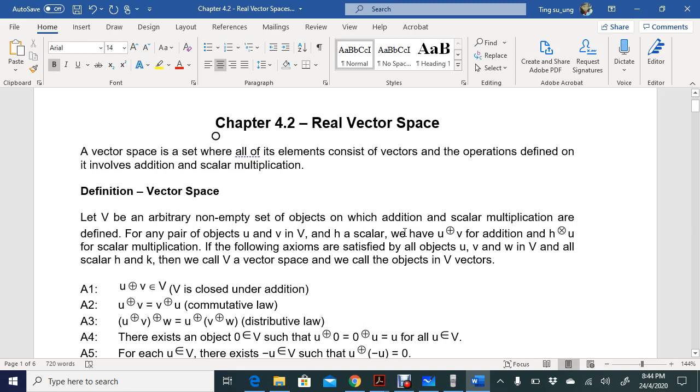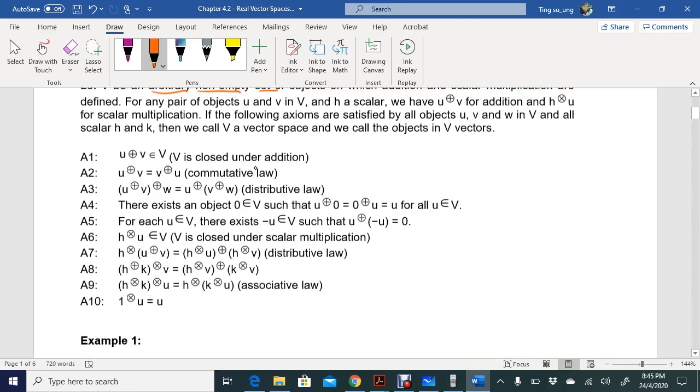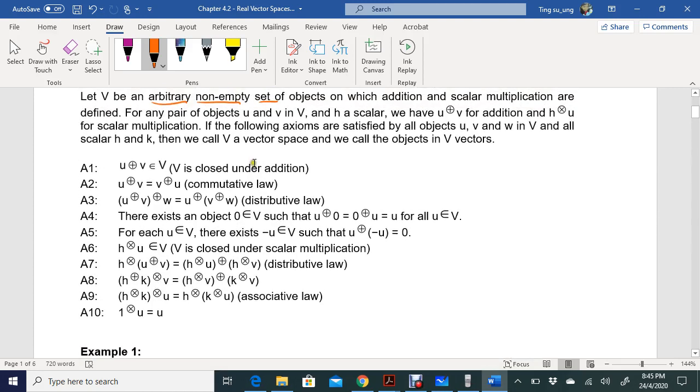Okay, you can see already stated here, a vector space is a set where all the elements consist of vectors and the operations defined involve addition and scalar multiplication. Now, a vector space is an ordinary, arbitrary, non-empty set of objects. Okay, so again, these are all the properties involved, A1 until A10. You can read it by yourself.